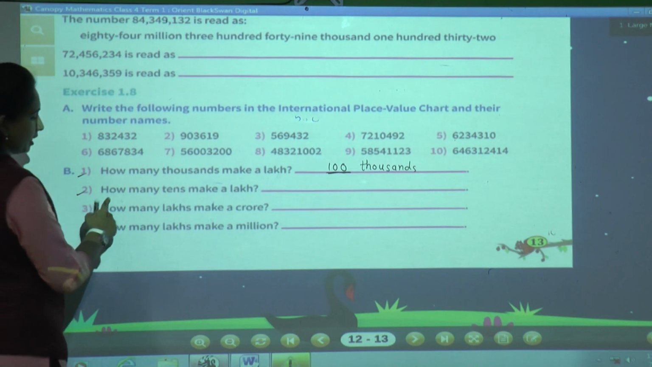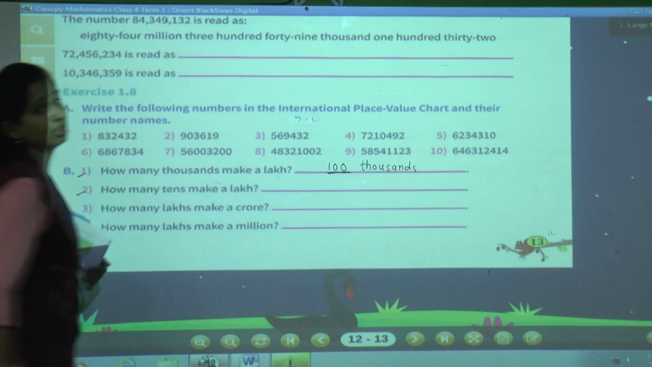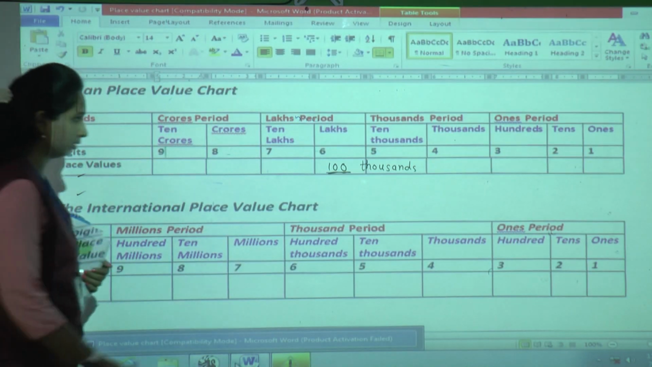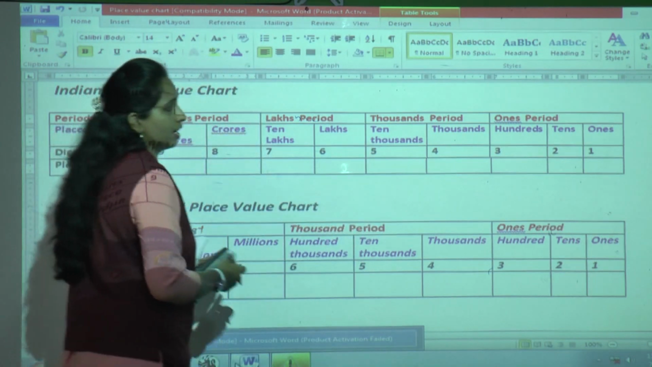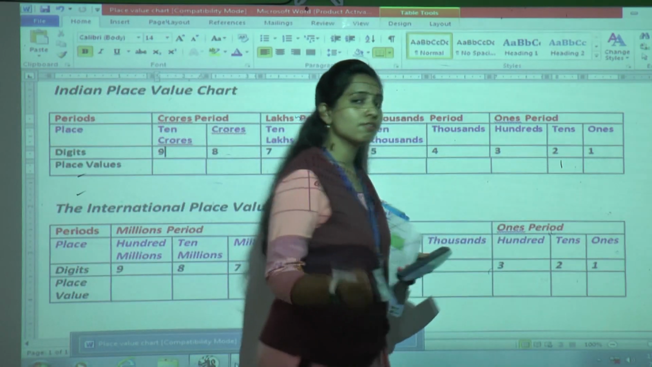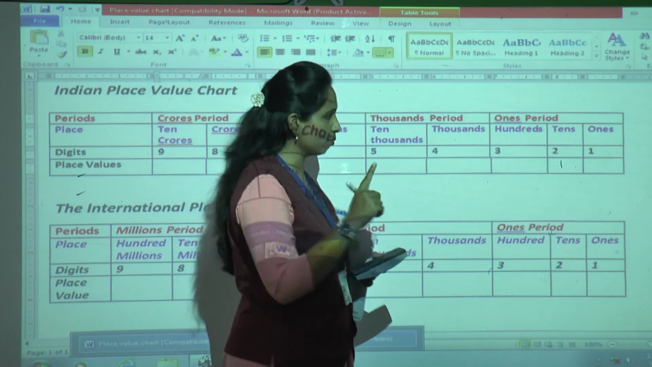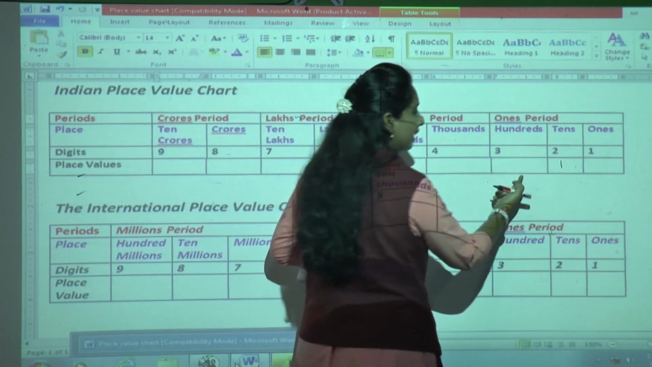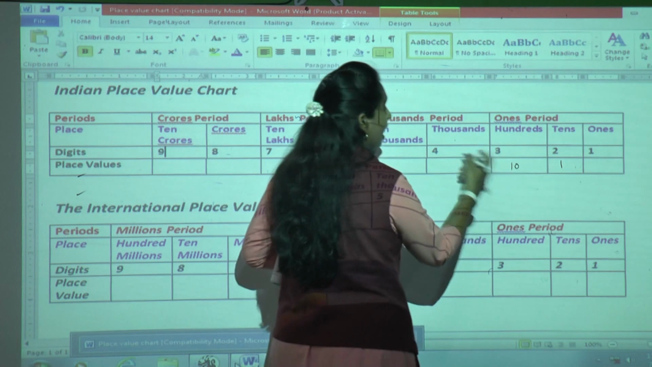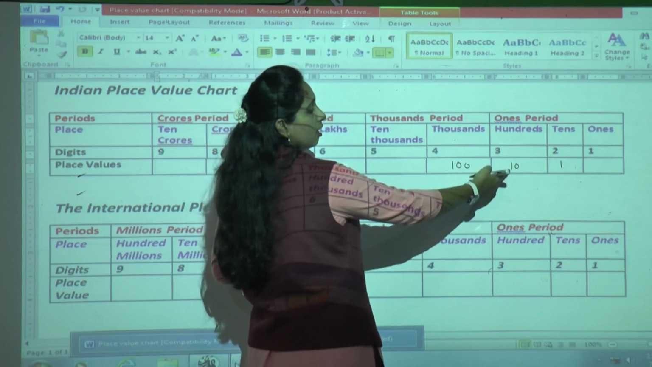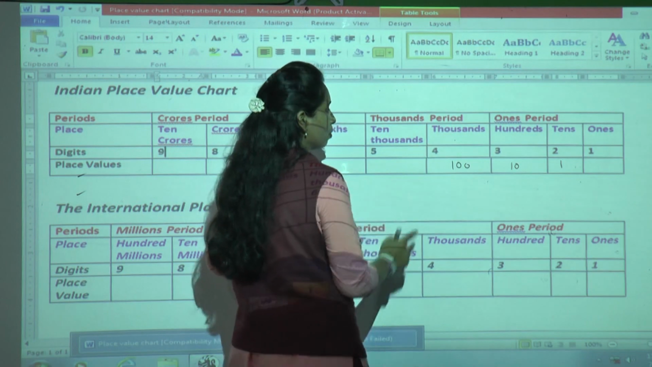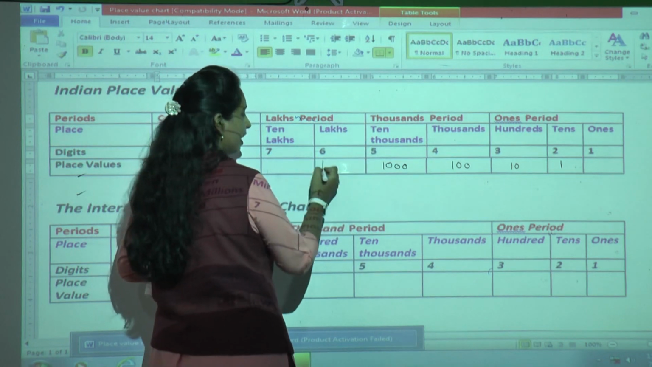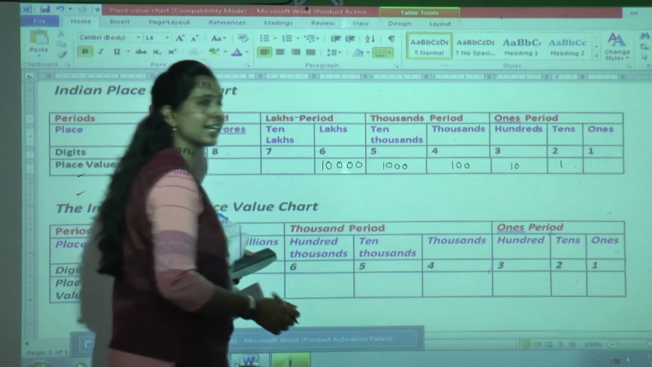Now I will tell you next question. Okay? First we have completed. How many tens make a lakh? Now see, they are asking about the tens. I will show you through the place value chart only. How many tens? See, where is tens? Here is tens. First we will start with 1 tens. So till where we have to come? In the lakhs place. So 10 tens means 100. Okay, 100 tens means 1000.